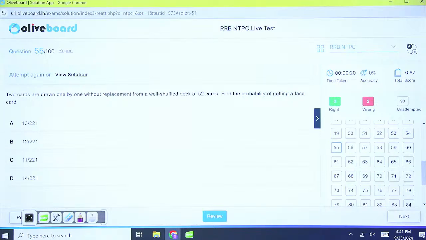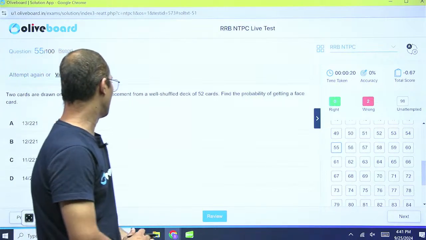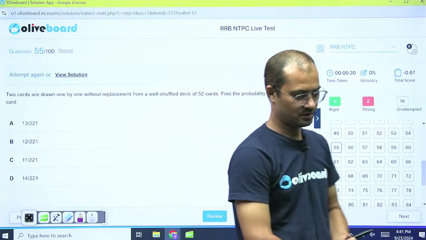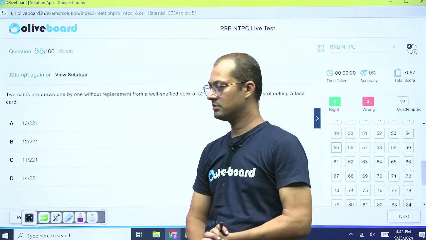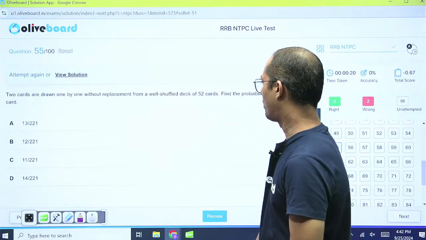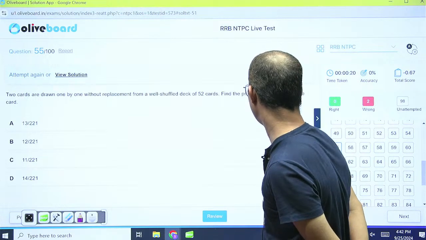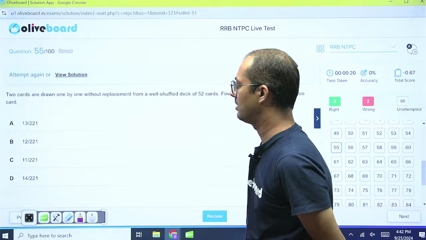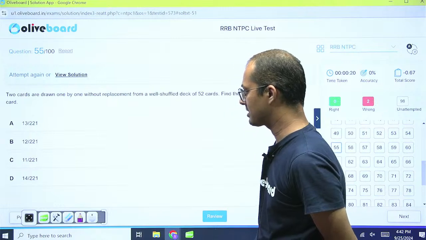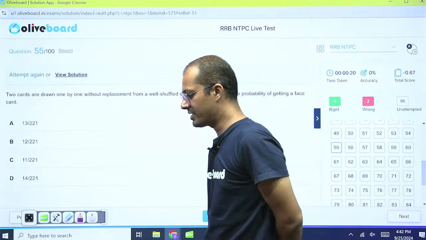2 cards are drawn one by one without replacement from a well shuffled deck of 52 cards. Find the probability of getting a face card. What is the probability of a face card? Could you tell me what is a face card?